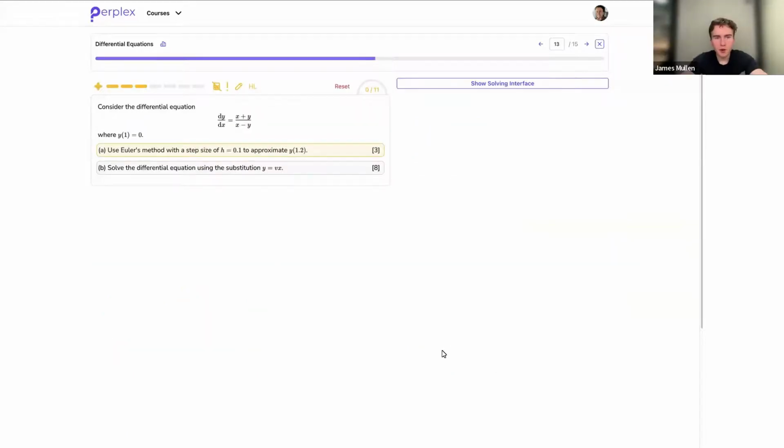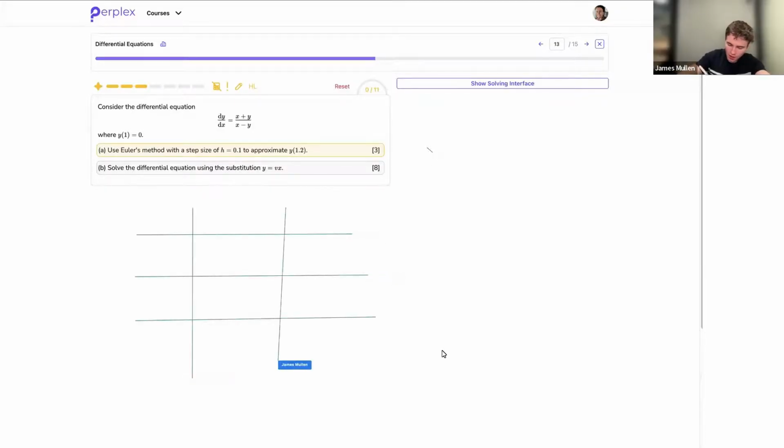Okay? So in part A of this problem, I'm trying to use Euler's method with a step size of 0.1 to approximate y of 1.2. I'm given that y of 1 is equal to 0, so I'm starting at x is equal to 1, and I'm using a step size of 0.1 to get to 1.2, which means I'm going to need 2 steps. So I'm going to add a row for 1, a row for 1.1, and a row for 1.2. And that's going to be x, y, and y prime.